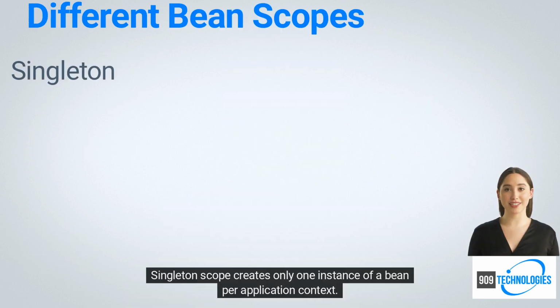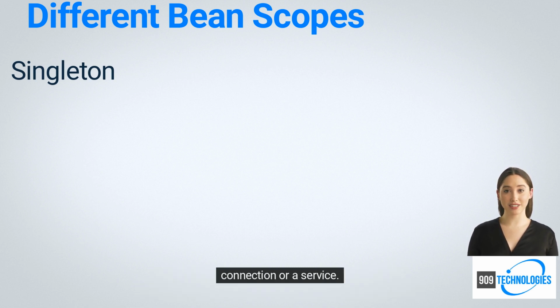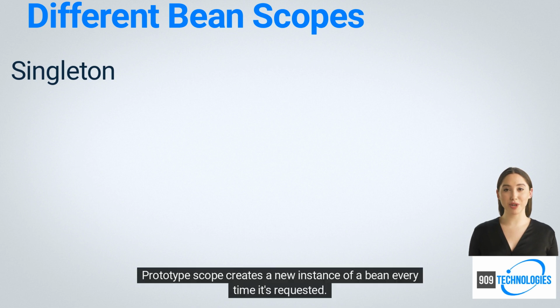Singleton scope creates only one instance of a bean per application context. It's perfect for beans that need to be shared across multiple components of the application, like a database connection or a service. Prototype scope creates a new instance of a bean every time it's requested.